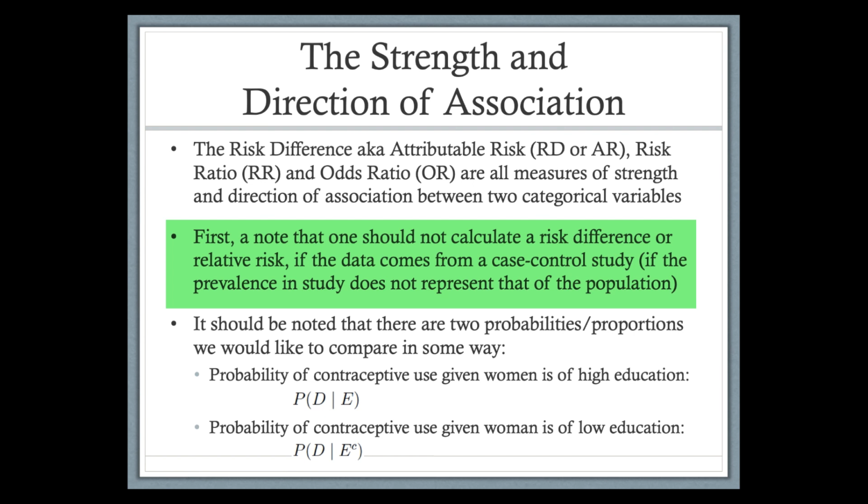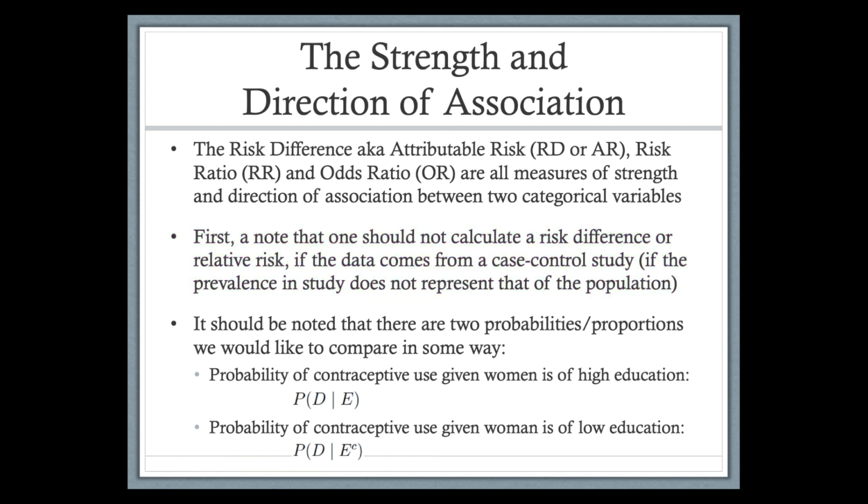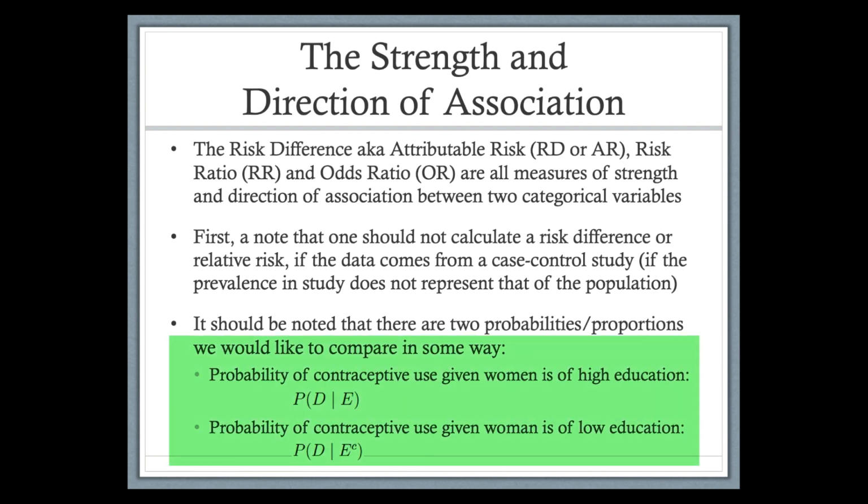One note we should make before we get into all these is that we should not calculate either the risk difference, the attributable risk, or the risk ratio if our data comes from a case control study. This essentially means the prevalence in the study does not represent that of the population. We'll talk about study designs and their implications in a few more slides, once we get through talking about these measures. In this kind of data, where we're thinking of 2x2 table data, there are generally two probabilities we're interested in comparing. We want to compare the probability of using contraceptives given the woman is of high education to the probability of using contraceptives if the woman is of low education.